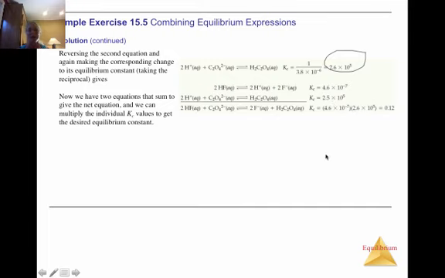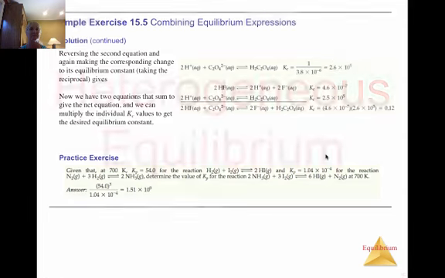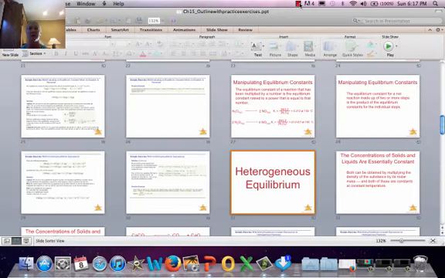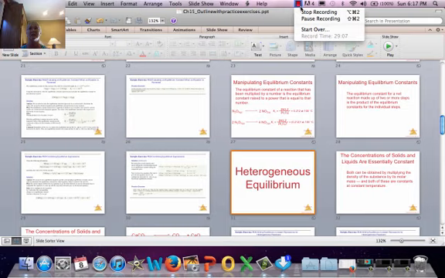So it's really not that hard to do these kinds of problems when you combine them. Just watch out for the math mistakes. And that's a good place to stop. We'll pick up on heterogeneous equilibria on the next part of the PowerPoints for this unit.